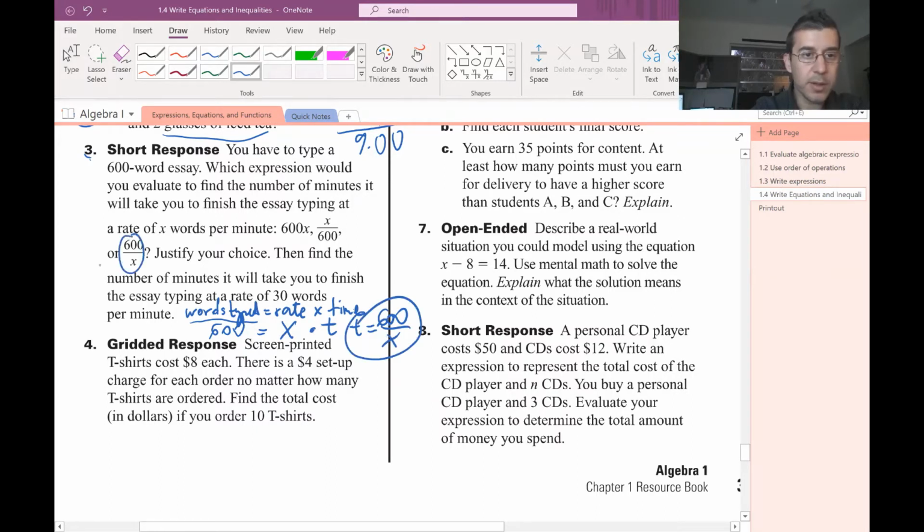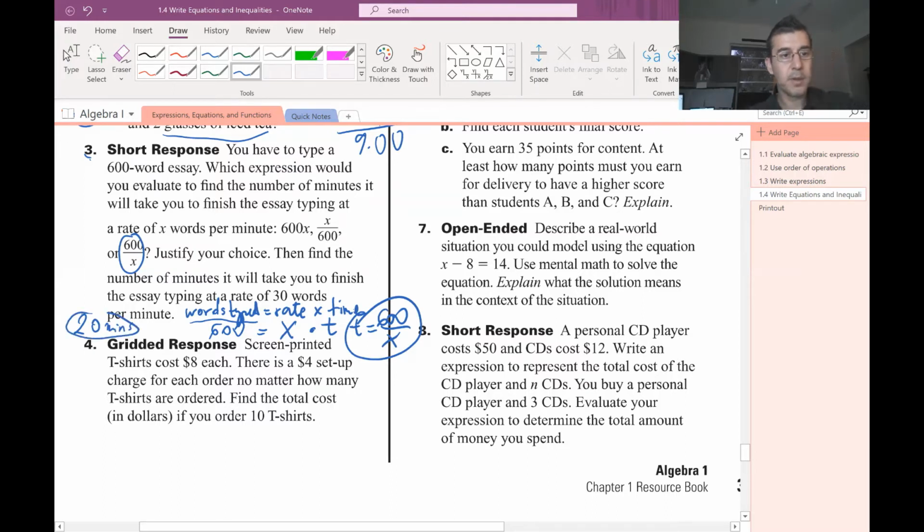So this is the one that justifies our equation. So words typed equals rate times time. And then it says, then find the number of minutes it will take you to finish the essay typing at a rate of 30 words per minute. That's the rate. So we just substitute 30 for x here. So it becomes 600 over 30, or that is 20. So 20 is the answer, 20 minutes.